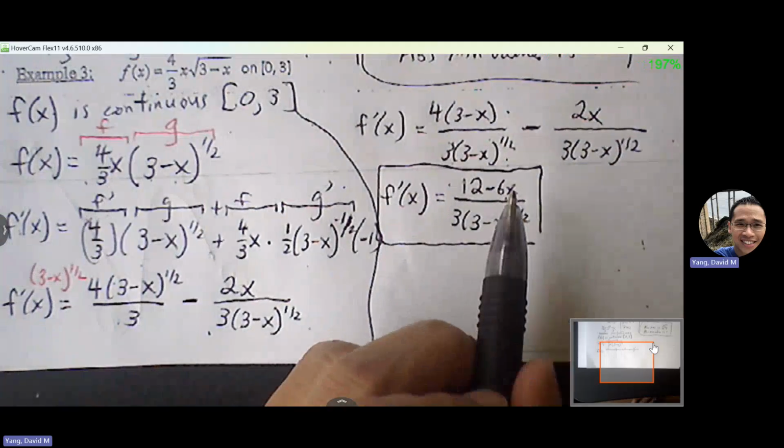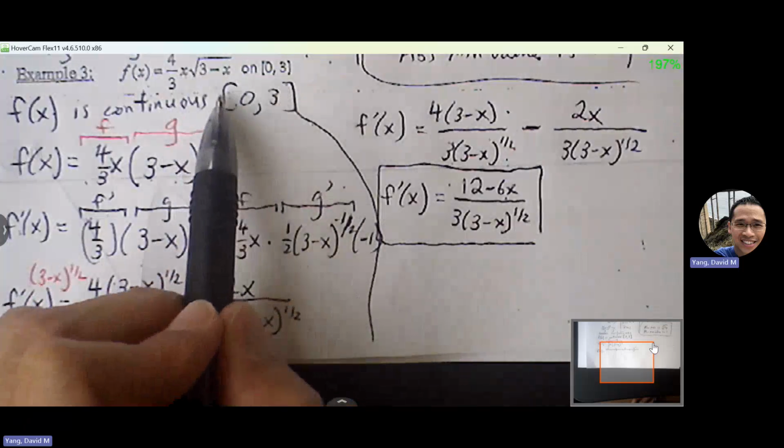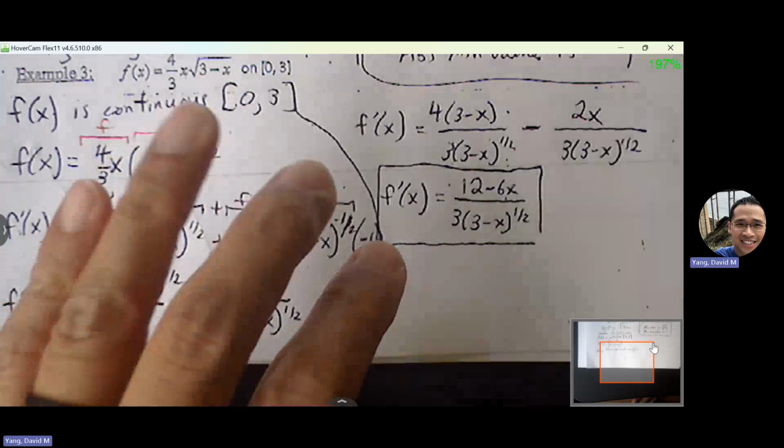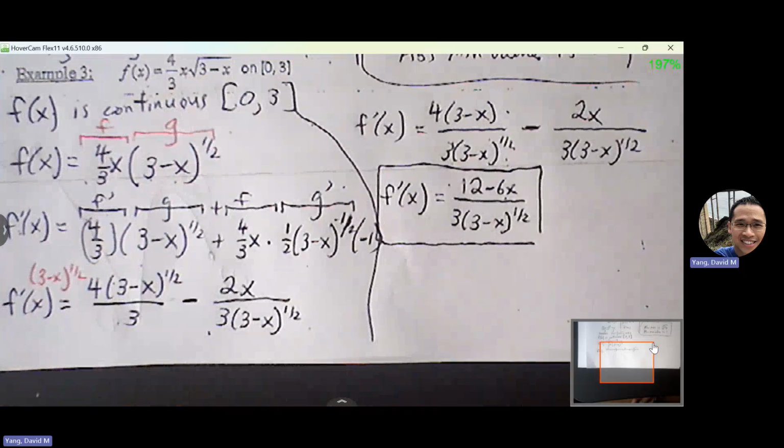I'm going to set the numerator equal to 0, denominator equal to 0, and see if they are valid candidates. If they are, then I'm going to plug all the valid candidates back into the original function and then compare the y values. Highest will be the absolute max. The lowest is the absolute min.